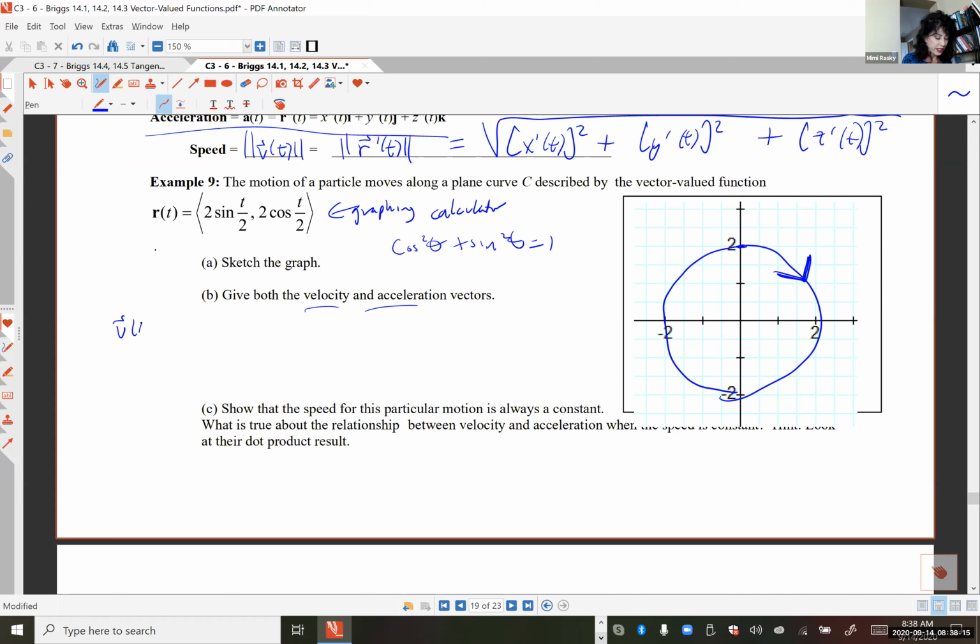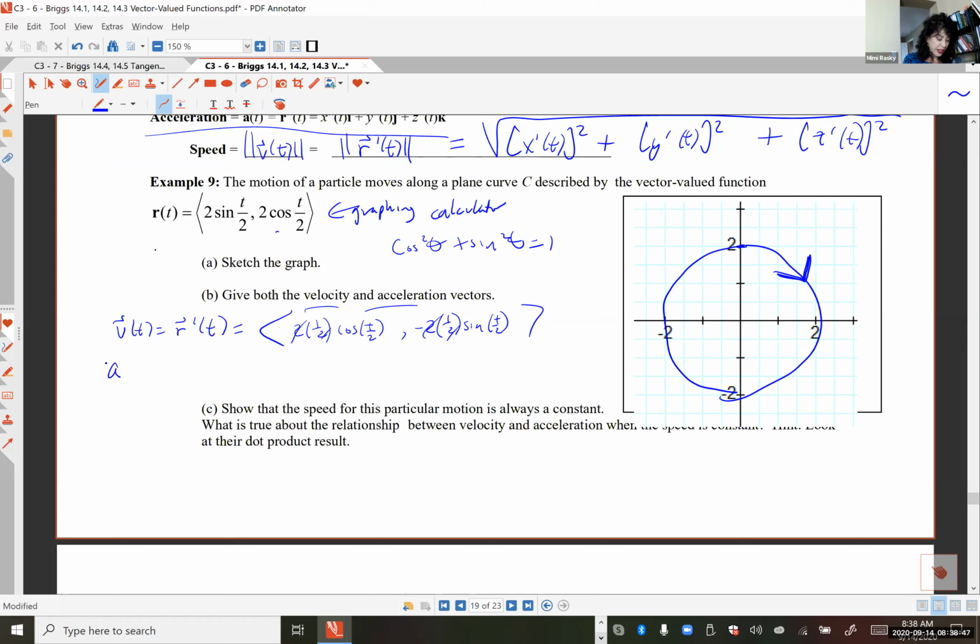Okay, well, velocity is a vector, and you can get it easily by taking the derivative of the components of this position vector. So using the chain rule, I'm going to have 2 times a half times cos t over 2. And of course, I can reduce. Those 2's will cancel. And when I take the derivative of the second component, the derivative of cos is negative sine. So I'm going to have negative 2 times a half sine of t over 2. And of course, these 2's will cancel. So you can reduce to lowest terms.